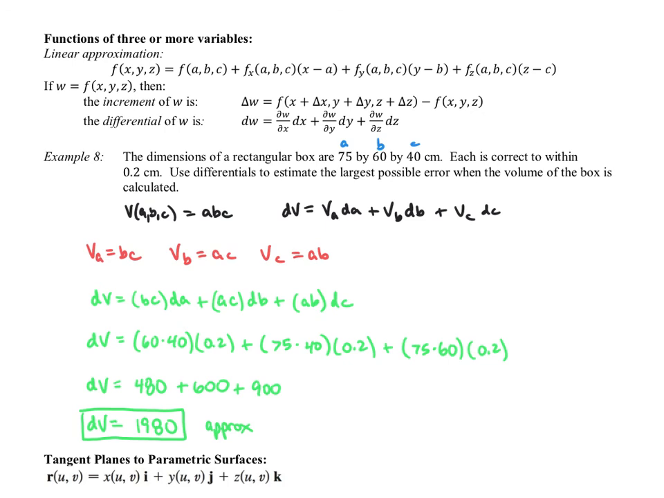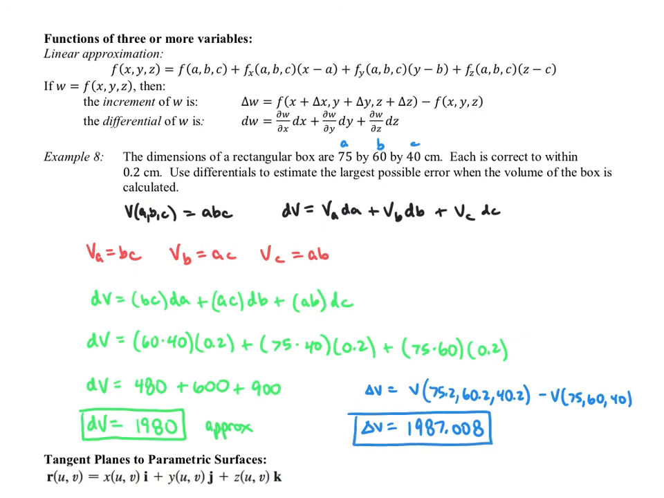Okay, just to compare, let's do the actual. So the actual delta V is going to be V of 75.2, 60.2, 40.2 minus V of 75, 60, and 40. So I will go ahead and put that into my calculator. Okay, so what I get is 1987.008. So a little bit further off there, but still a pretty reasonable estimate. That's the actual. Okay, so that's going to be your differentials.